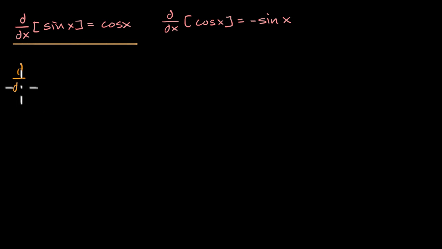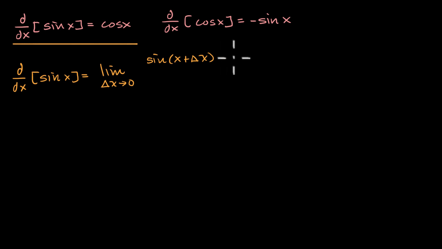So the derivative with respect to x of sine of x, by definition, is going to be the limit as delta x approaches 0 of sine of x plus delta x minus sine of x, all of that over delta x. This is really just the slope of the line between the point x comma sine of x and x plus delta x. So how can we evaluate this?